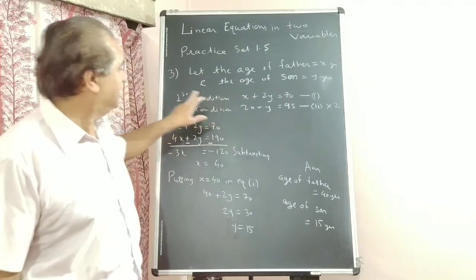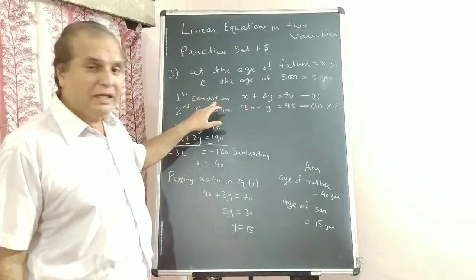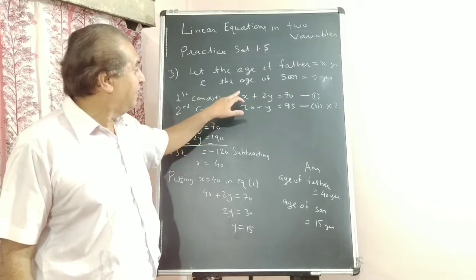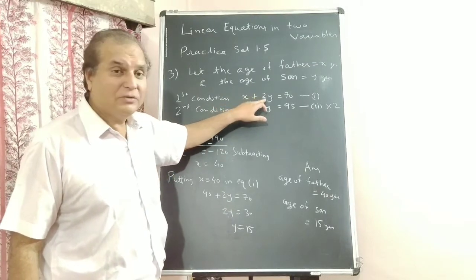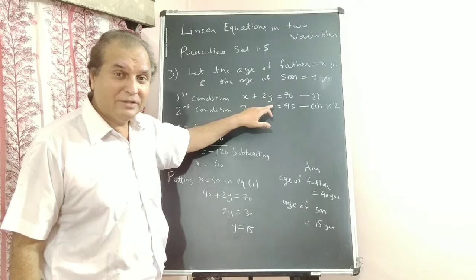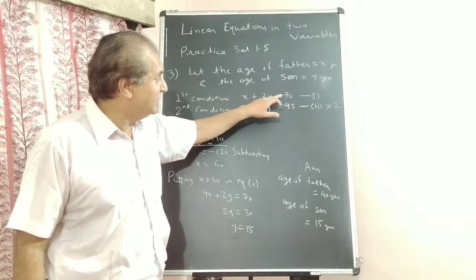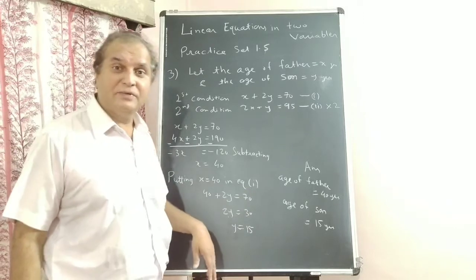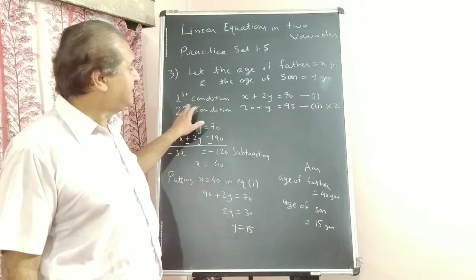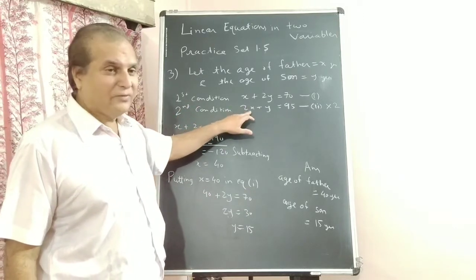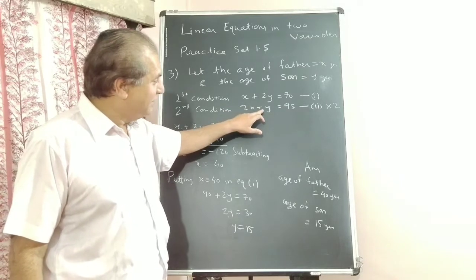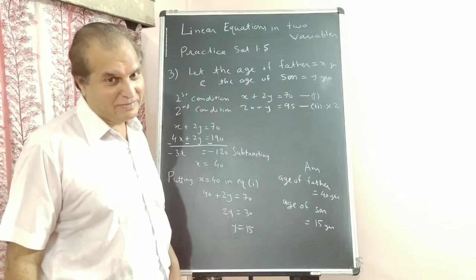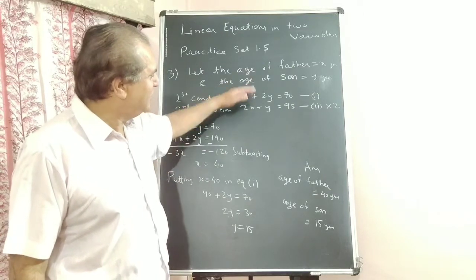As per condition, there will be two conditions always to form two equations. First condition: age of father plus twice age of son, double the age of son. So x plus 2y is equal to 70. Their sum is 70. And second condition, double the age of father, 2x, plus age of son, y, equal to 95. Understood the two equations?